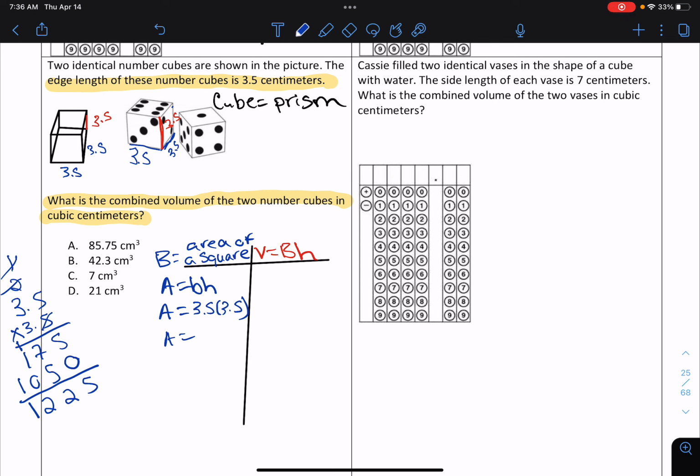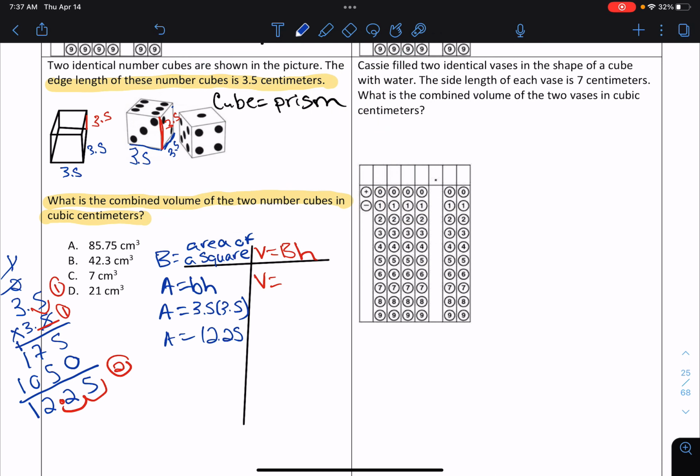Okay. But remember, you have decimals. So when we have decimals, you have to count your decimal spaces. So how many decimal spaces did we have here? 1. What about here? 1 also. So that means we're going to have 2 decimal spaces in our answer because we have 1 plus 1 is 2. That means we're moving our decimal in 2 spaces. And so our answer would be 12.25.